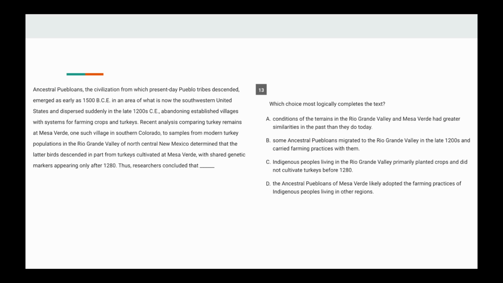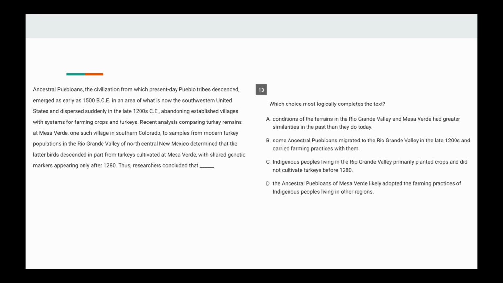Conditions of the terrains had greater similarities in the past than they do today. Is there anything about the similarities of conditions of terrains? Is there anything about terrains in the passage? I'm not even going to be surprised if the word terrains doesn't even appear in that passage. Personally, I didn't see anything about terrains and their conditions and it having some kind of connection to turkeys. So A is horrible. Bye bye.